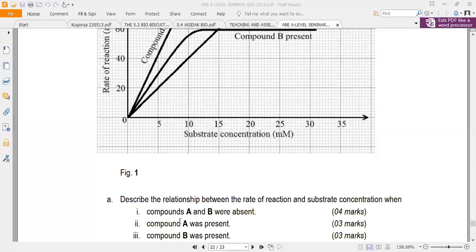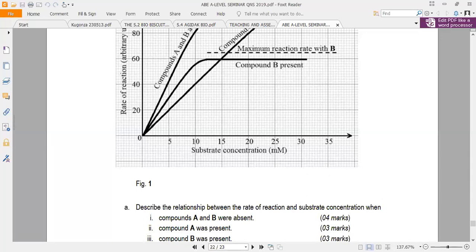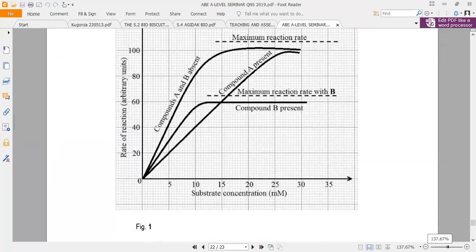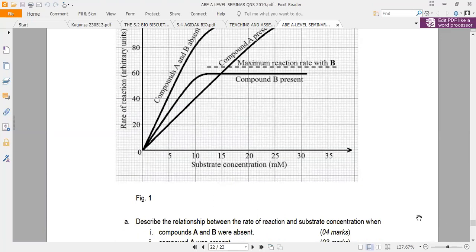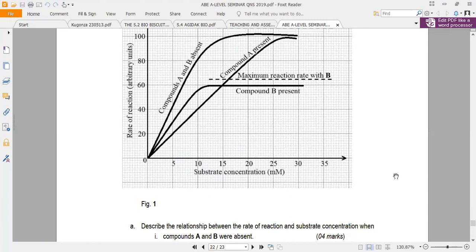So, hope the questions have been written. Maybe let me minimize. Okay, so part A, Roman number one. Who has finished part A, Roman number one?